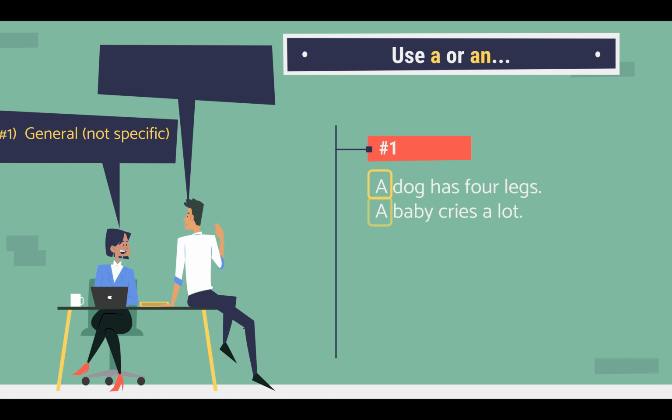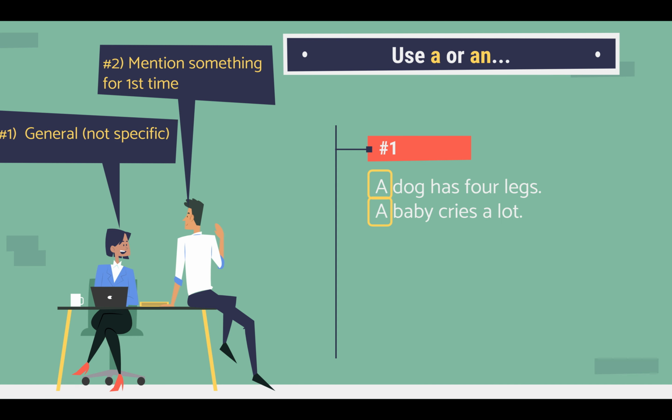A baby cries a lot. Again, here we're using a or an because we're not talking about a specific baby. We're just talking about babies in general. In general, babies cry a lot. I'm not saying that your baby cries a lot. I'm just saying in general, babies cry a lot.